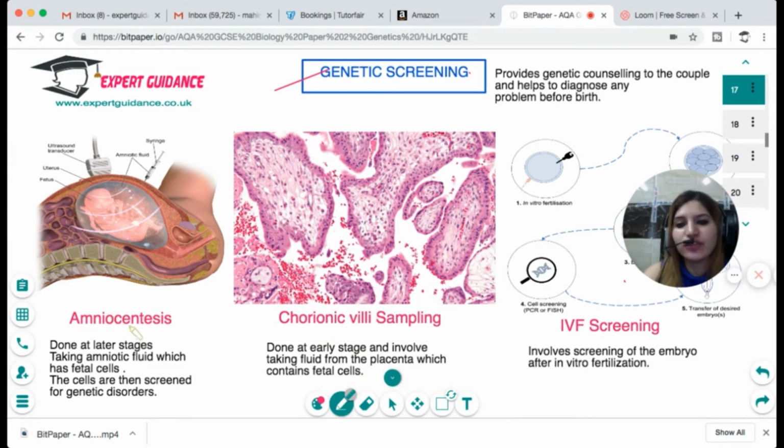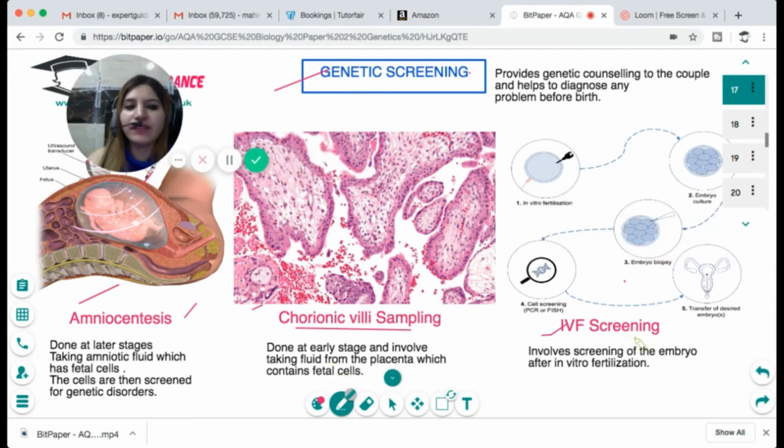Now, how do we do that? There are three methods. One is amniocentesis. You can see in amniocentesis, we take out the amniotic fluid that is surrounding the fetus, and it has some fetal cells, and then we screen that for genetic disorders. Now, this has to be done in later stages, around 16 to 20 weeks, whereas chorionic villus sampling can be done in early stages, and it involves taking a sample from the placenta, which contains fetal cells.